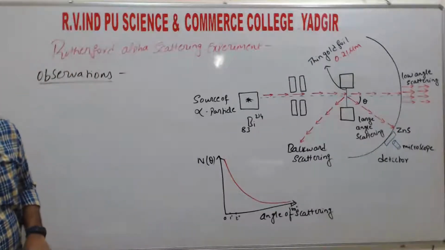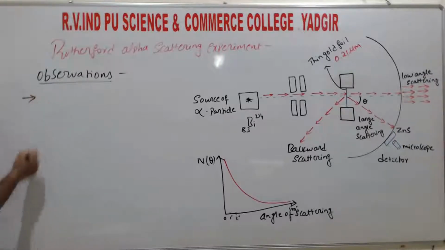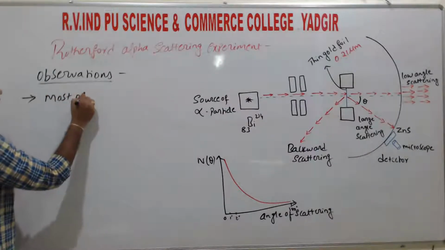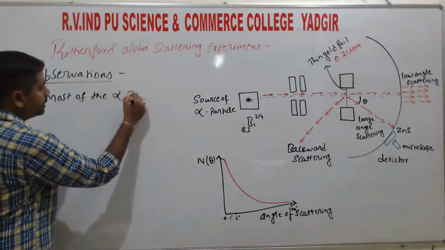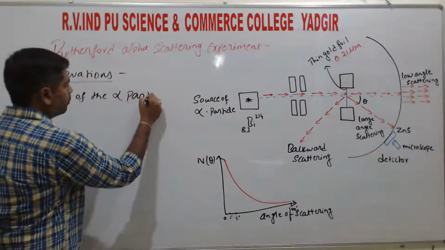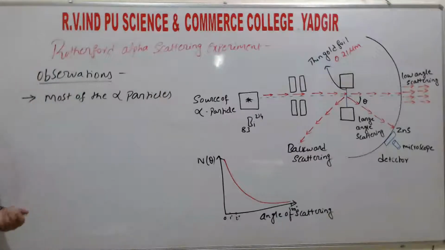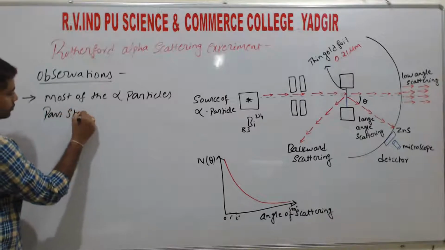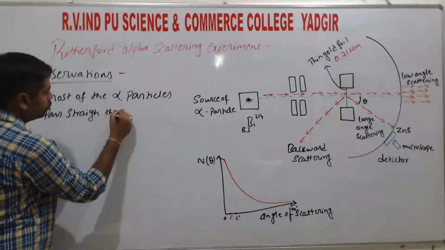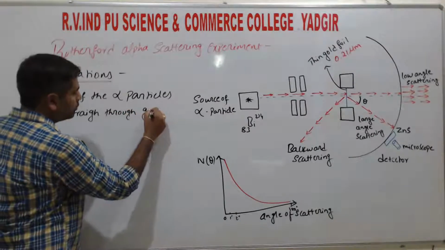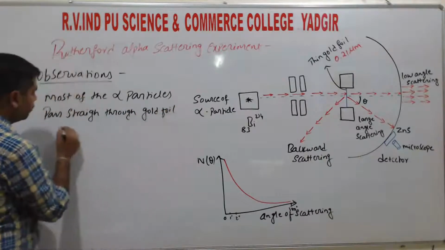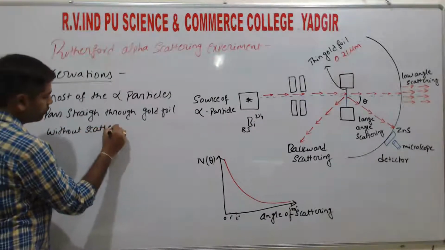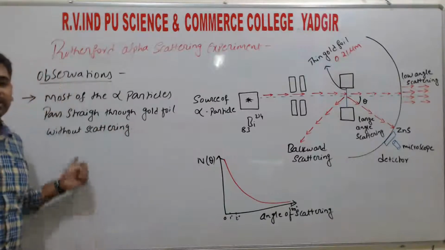So the first observation is: most of the alpha particles pass straight through the gold foil without scattering. So this one is the first observation.